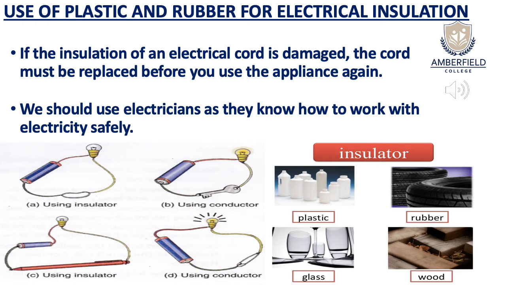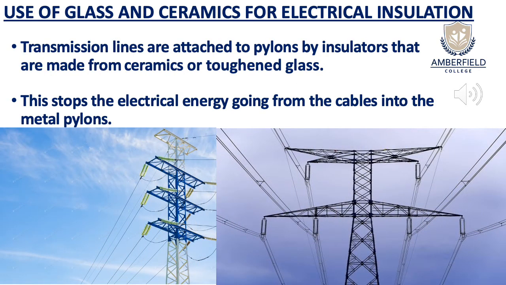If we look at the next picture, there are some other types of insulators: plastic, rubber, glass, and wood. These are different types of insulators, and they protect us from an electrical current. Now when we look at the use of glass and ceramics for electrical insulation, we must think of transmission lines that are attached to pylons by insulators made from ceramics or toughened glass. This stops the electrical energy going from the cables into the metal pylons. These pylons transfer the electricity from one point to another.